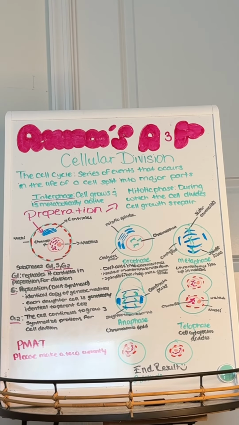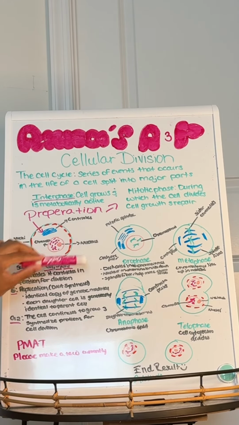Okay, so now let's get into the mitotic phase. The best way to remember these things is to make a mnemonic. So the mnemonic I have for this is PMAT. PMAT, please make a taco. And if you can't remember cytokinesis, I added the word currently. Please make a taco currently, but really it's please make a taco. So prophase, metaphase, anaphase, telophase, and currently would be cytokinesis.